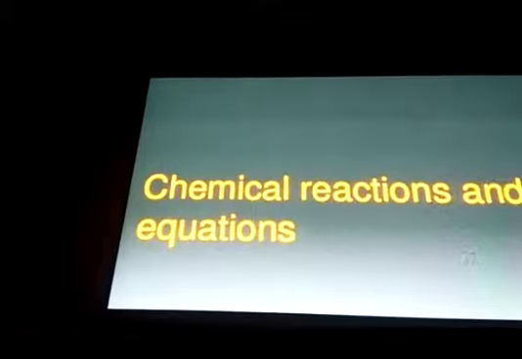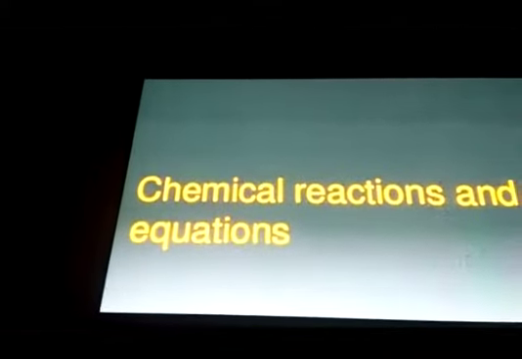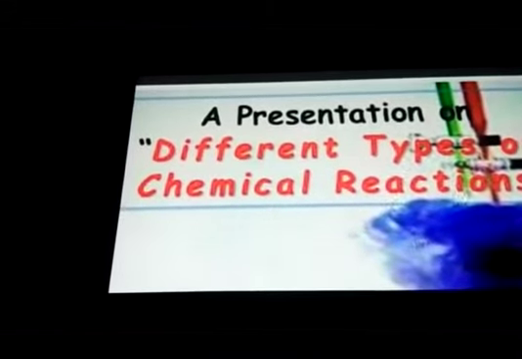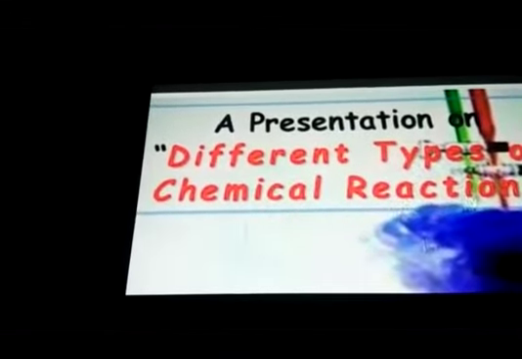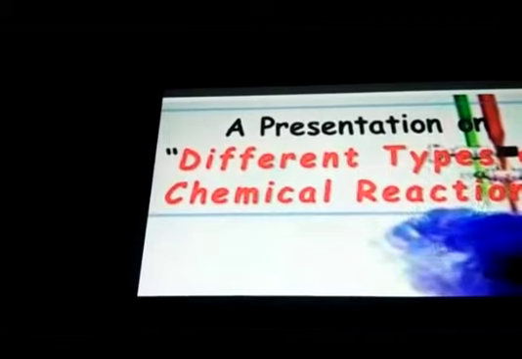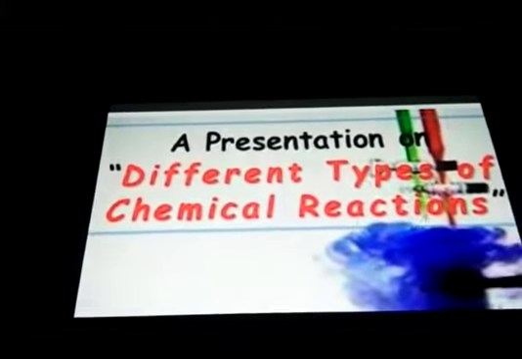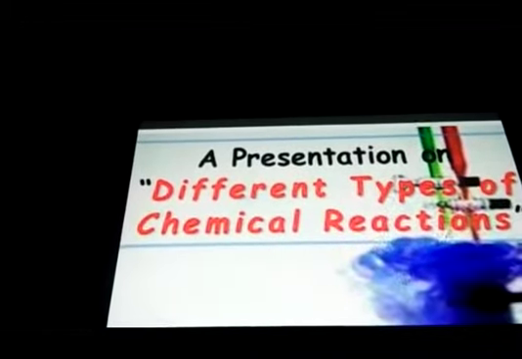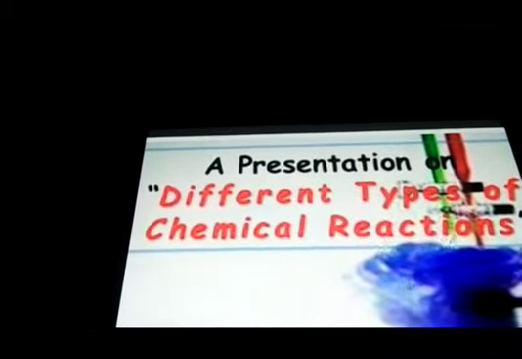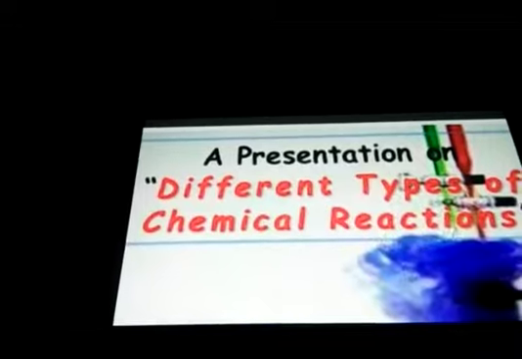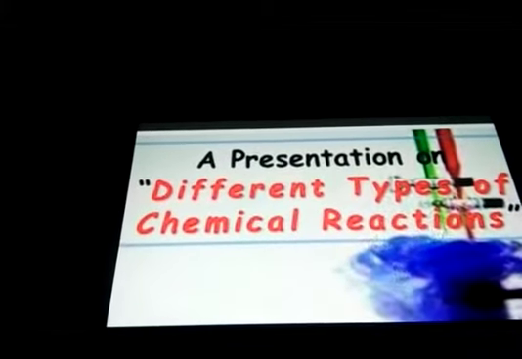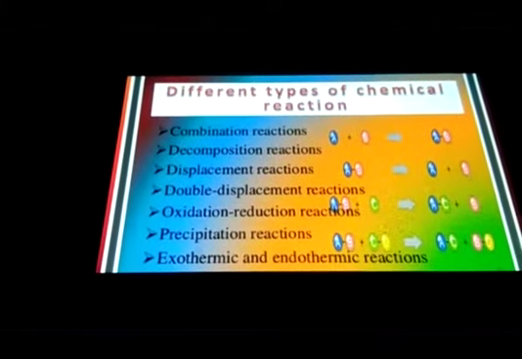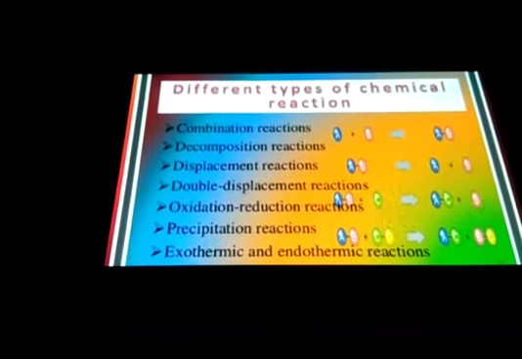As we are studying the first chapter, Chemical Reactions and Equations, today we are starting with the next topic, that is, different types of chemical reaction. A chemical reaction involves breaking and making of bonds between the atoms to produce new substances. This bonding in atoms we are going to study in the third and fourth chapters. Let us see the different types of chemical reaction.